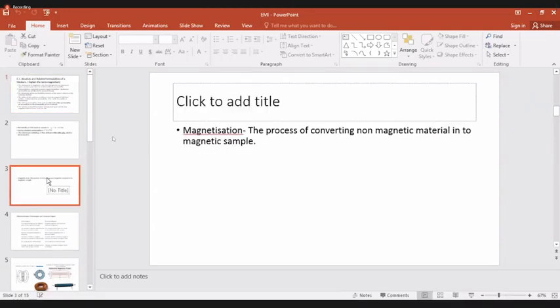Now, what is magnetization? The process of converting non-magnetic material into a magnetic sample is called magnetization. One thing is we have seen the bar magnet, that is a permanent magnet, and the process of converting non-magnetic material. Non-magnetic material means the substance is a magnetic substance, but it does not come under the influence of the magnet. And when it comes under the influence of the magnet, then it becomes a magnet.